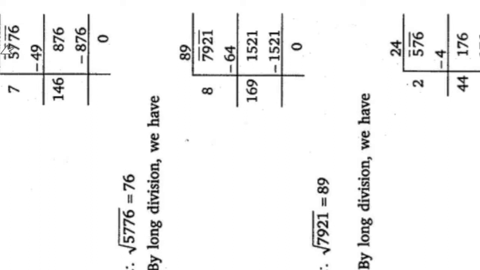So we will take this pair first. 7 sevens are 49. The nearest square to 57 is 49. Remaining is 8. So take this 76 down. So 876. With 7 plus 7 being 14 now, with 14 you will put such a number whose multiplication with the same number gives 876. So 146 6s are 876. Here will come 0 and answer is 76. So square root of 5776 equals 76.